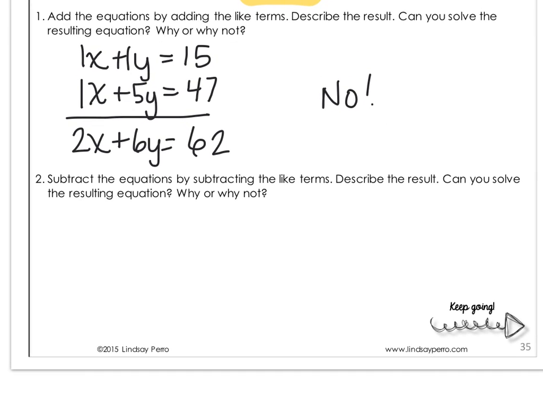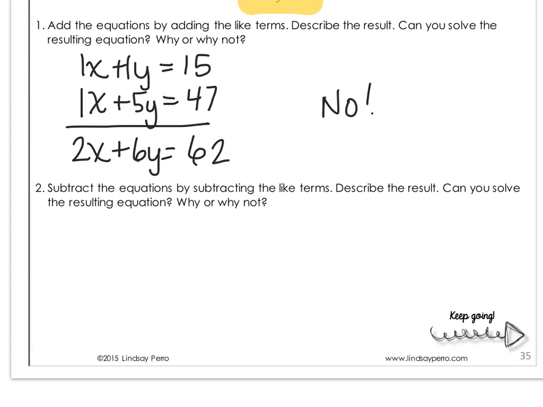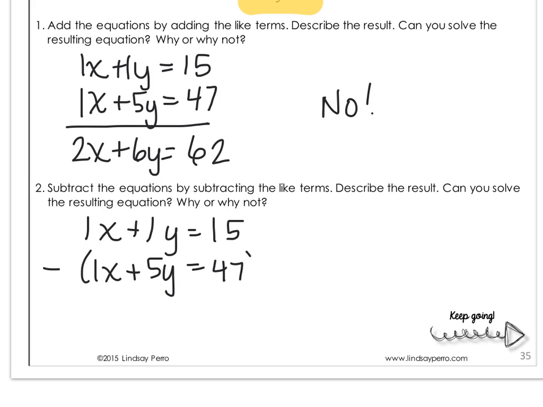All right, so this time we're going to do the same thing, but we're going to subtract. Remember over here, this was all addition. We added, but now we're going to subtract. So I'm going to write the equation again. I'm going to write my ones in there, but you don't have to. And then I'm going to minus 1x plus 5y equals 47.